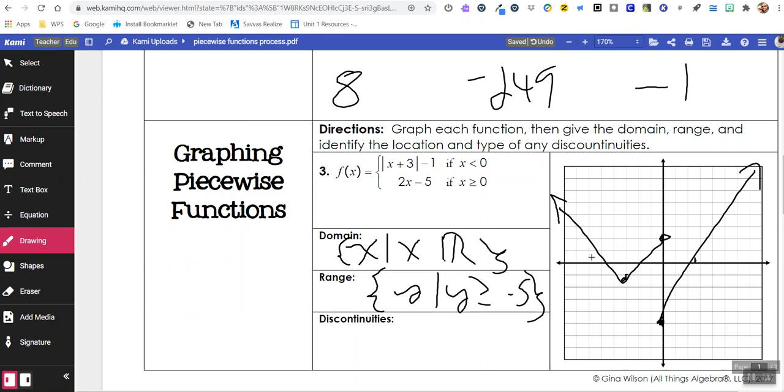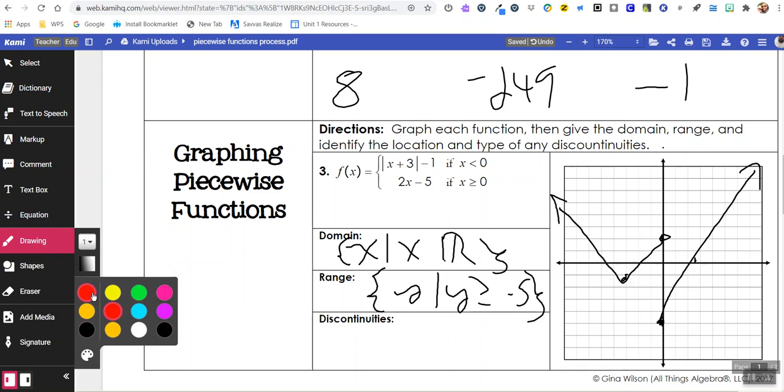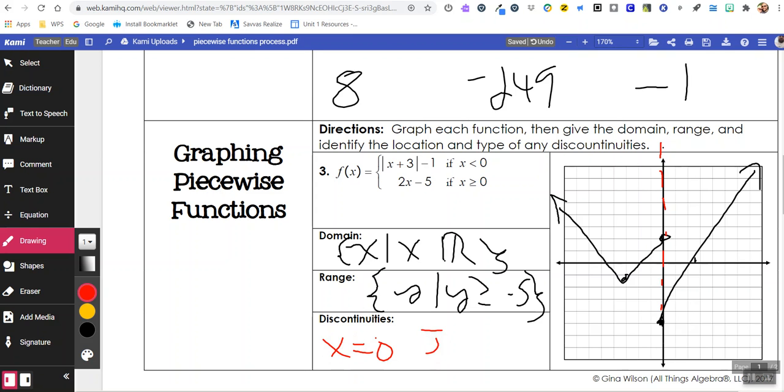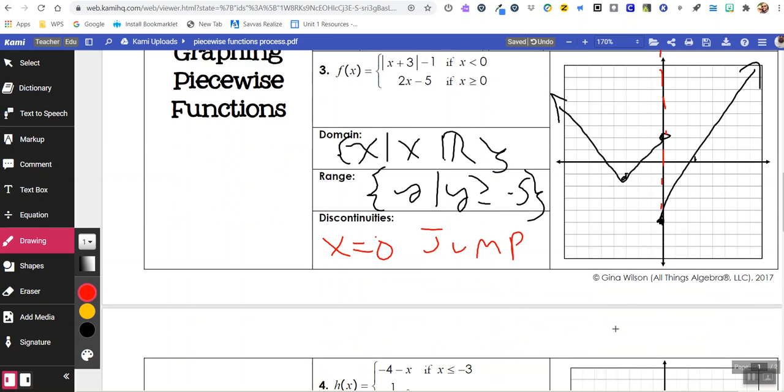Now it talks about is there any discontinuity? Is there a spot where it is discontinuous? This spot right here, all along the vertical axis, there is a discontinuity. There's a jump. So yes, it is at x equals 0. And what is it? It's a jump. Okay, so that one is a jump. So that's how you graph a piecewise function.